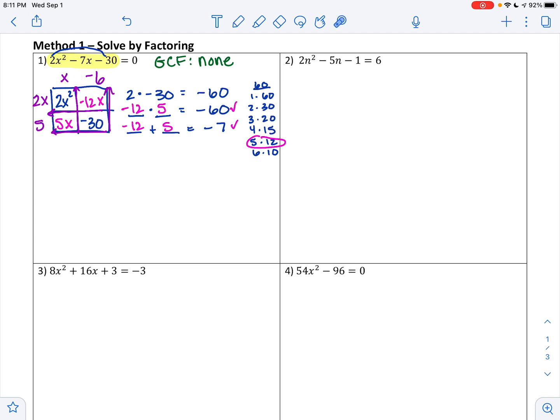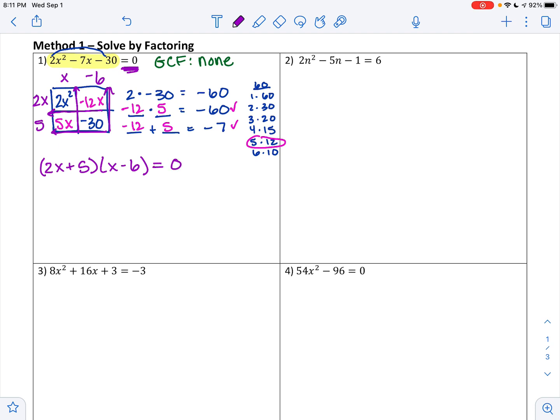2x times x is 2x squared. 2x times negative 6 is negative 12x. 5 times x is 5x. And 5 times negative 6 is negative 30. So right now my factors are 2x plus 5 times x minus 6. And then don't forget, now this is an equation. So this equals 0.